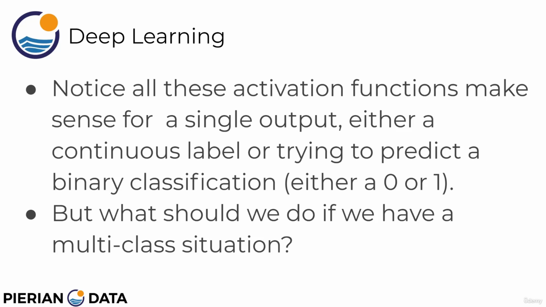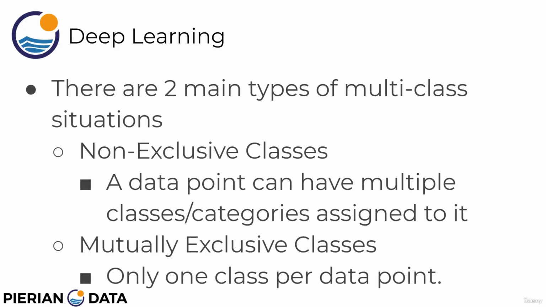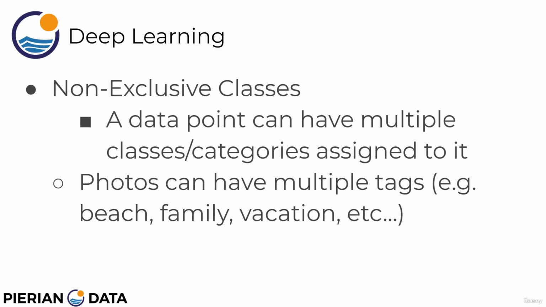In a multi-class situation, the output layer is actually going to have multiple neurons. So keep in mind there's two main types of multi-class situations. There's the non-exclusive class situation, and non-exclusive basically means that a single data point can actually have multiple classes or categories assigned to it. A mutually exclusive class situation, which typically when you're learning about machine learning is the more common type, is where you can only have one class per data point. So let's go ahead and look at the activation functions for these two use cases.